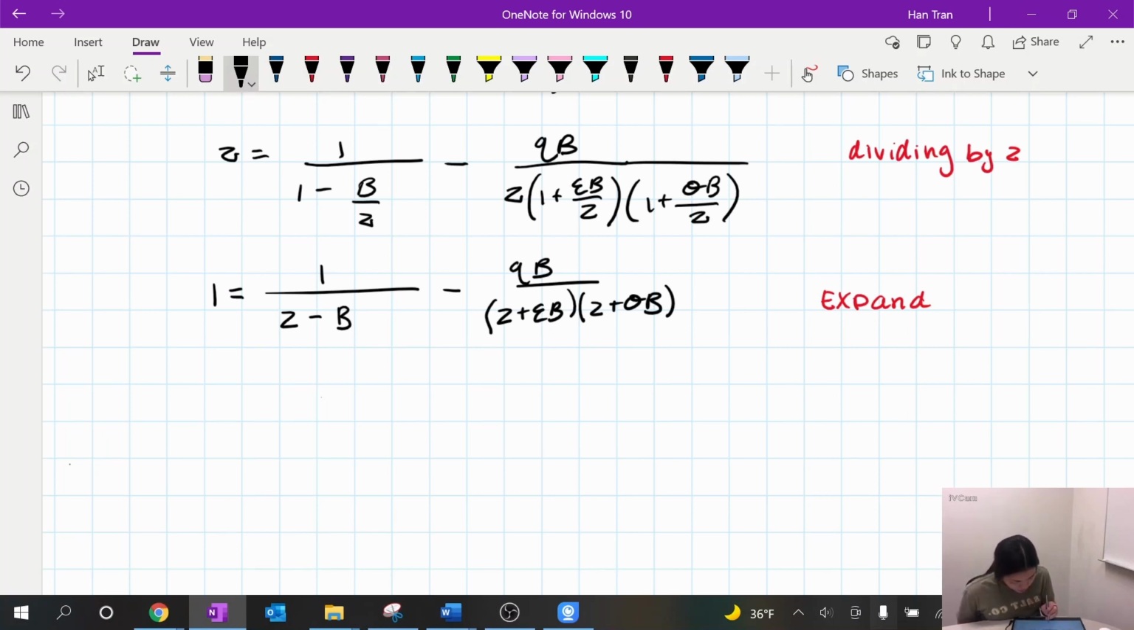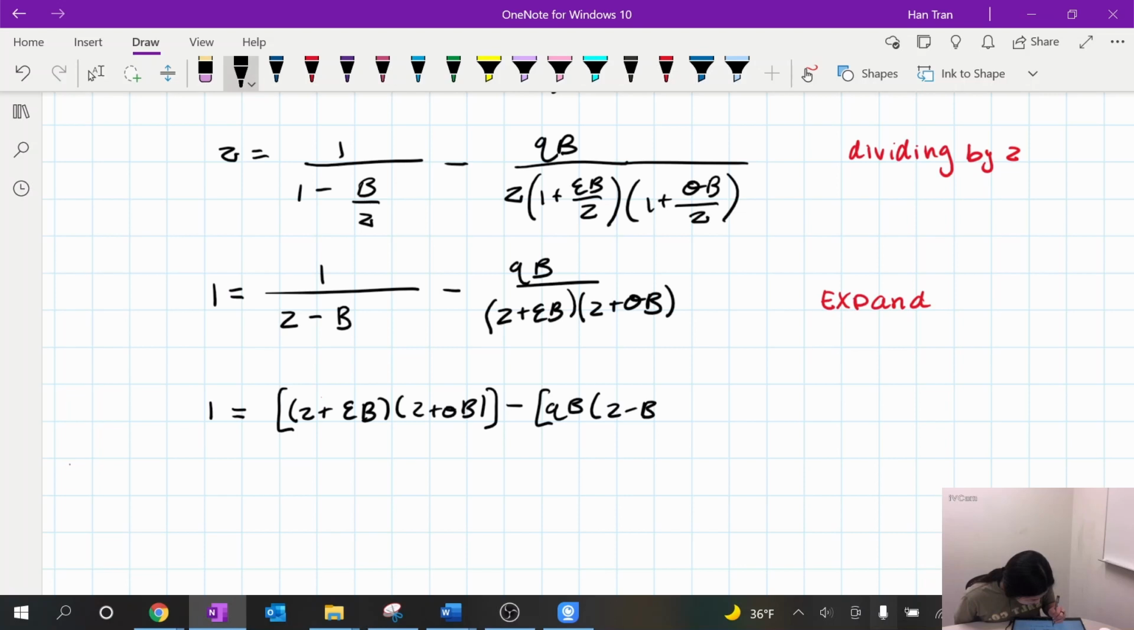So if we multiply common denominators, we're going to have 1 equals Z plus epsilon beta times the quantity of Z plus sigma beta minus Q beta times Z minus beta, all divided by Z minus beta times the quantity of Z plus epsilon beta times the quantity of Z plus sigma beta.